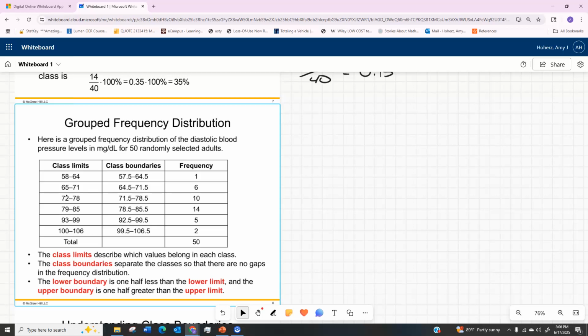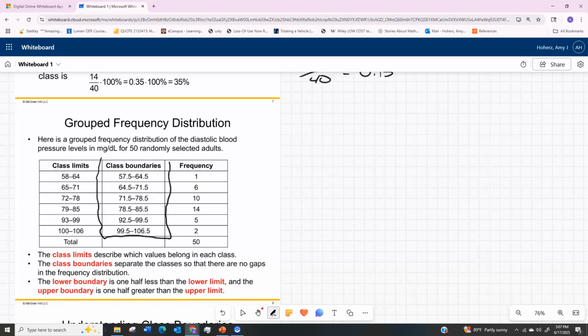We've done class limits. You can include different things in your frequency distributions. You can include just the class limits and the frequencies. You could do the class limits, frequencies, and relative frequencies. In this case, they've done the class limits, which we've done in every one. They've also included the boundaries. And that will be helpful when we do our graphs.